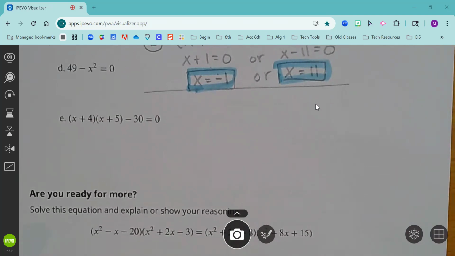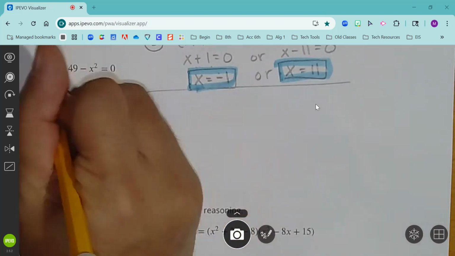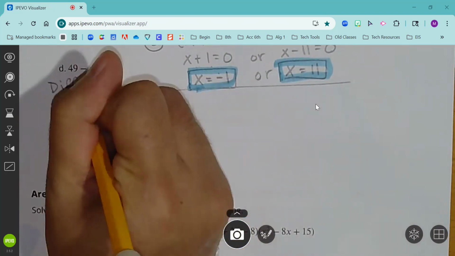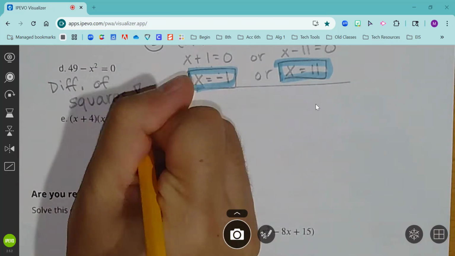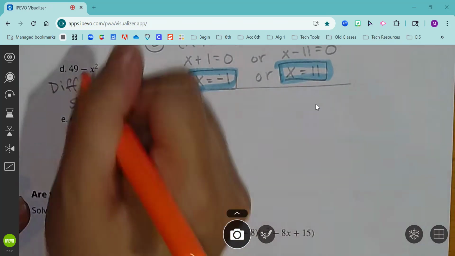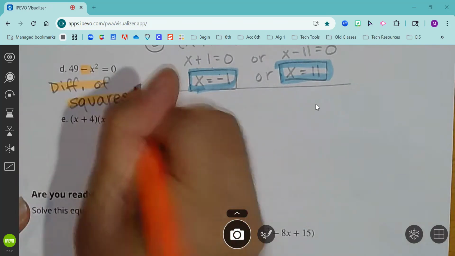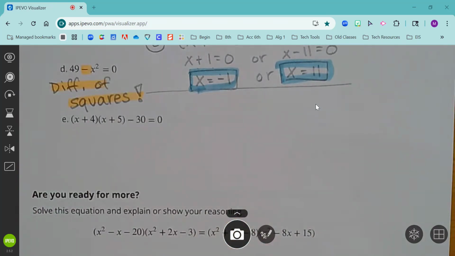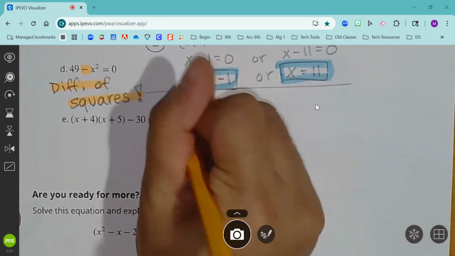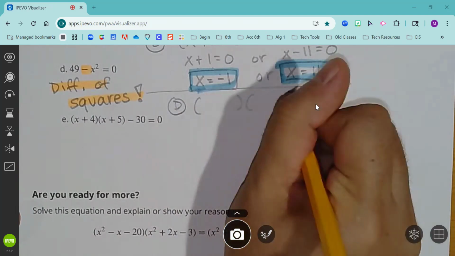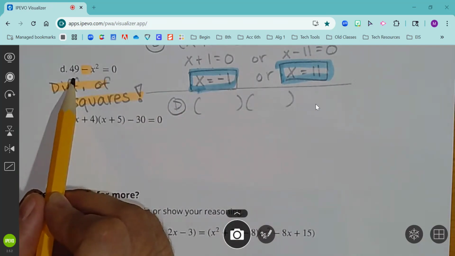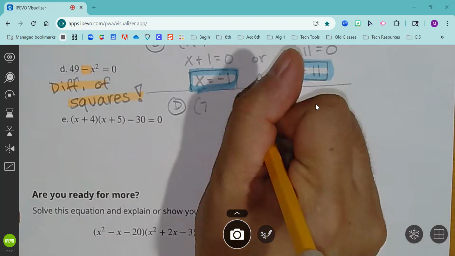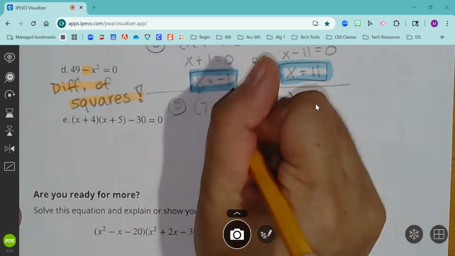All right, D. Oh, look at that. This is a difference of squares. We just learned that in lesson 9, I think, last Friday. So that means I'm going to have two sets of parentheses, 49. So what's one number that multiplies to 49? That would be 7. And then x. So these both would be x.